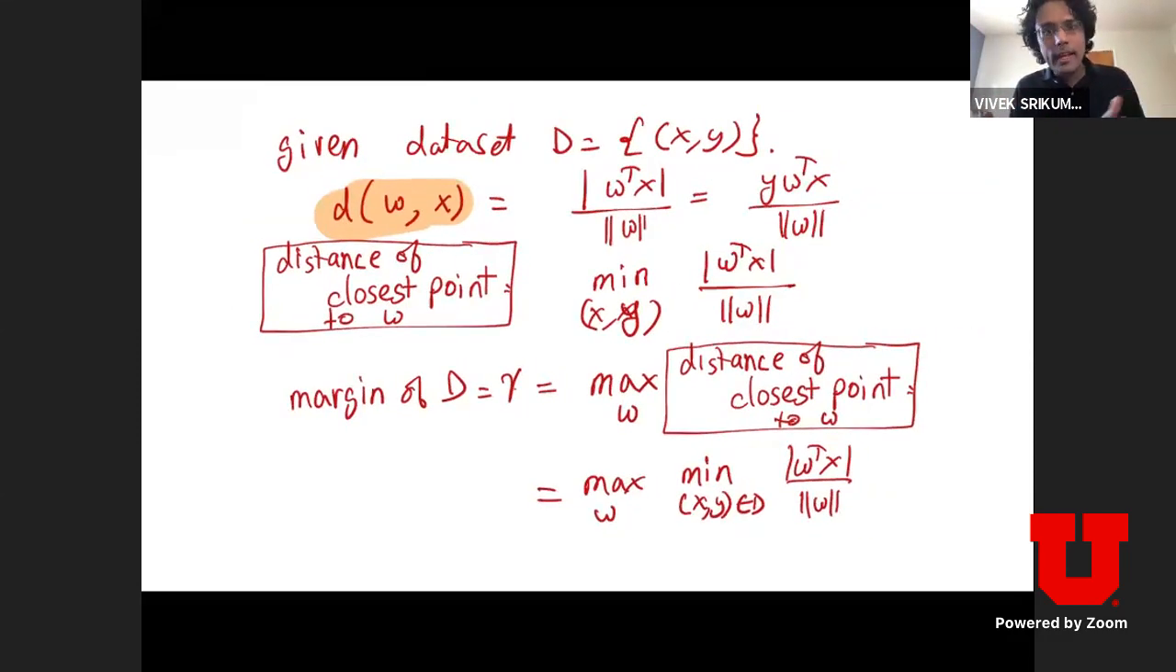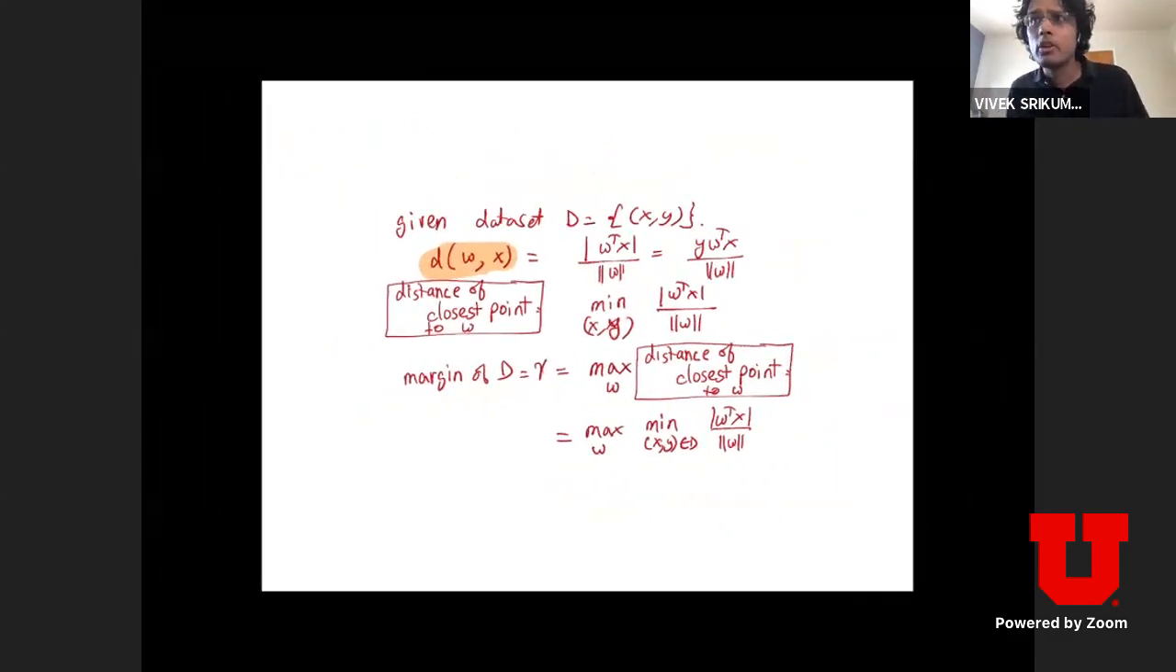If this helps, I'm very happy. If it doesn't help, don't worry about it. I think the intuition is you search over all hyperplanes, find the one that gives the maximum gap between the positive and the negative examples, between it and the closest example. I hope this is helpful.